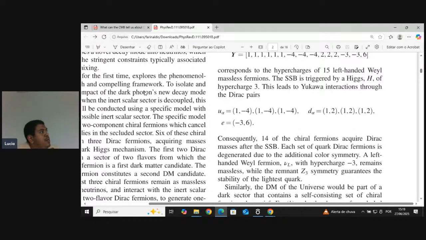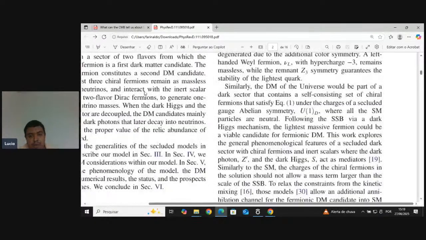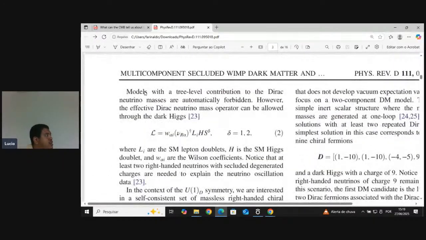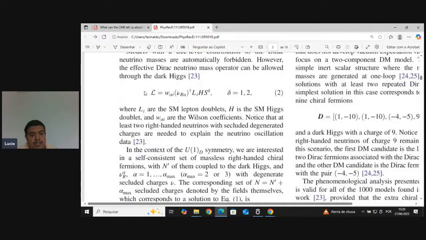So what is the idea? We want a model where the same thing occurs as in the standard model. We want all the masses in the dark sector to be created by the Higgs mechanism in the same way, with chiral fermions with different charges pairing up to form Dirac fermions. And we also want the model to generate Dirac neutrino masses of delta order. In this case, we consider delta equal 1, that is the 1 loop realization, that can be generated through the Dirac neutrino mass operator shown in equation 2, where W are the Wilson coefficients of that model.